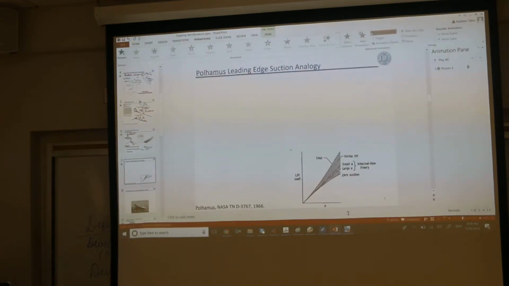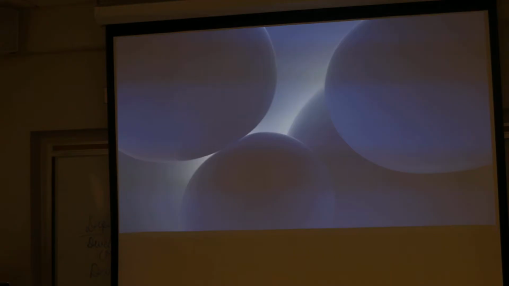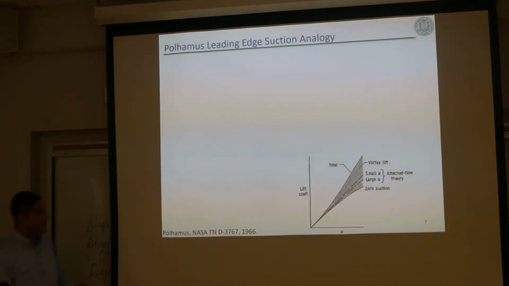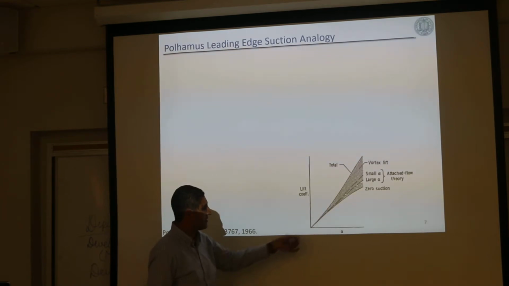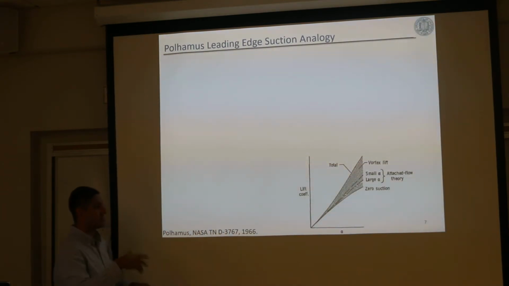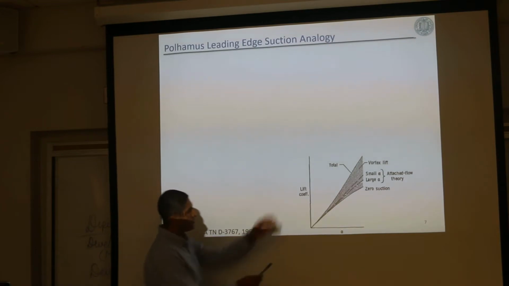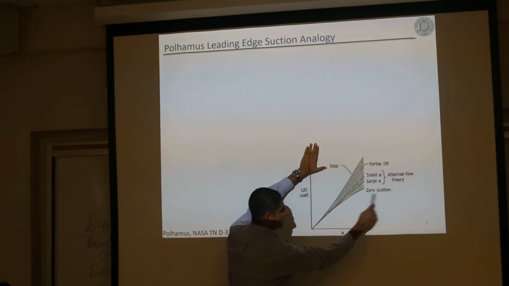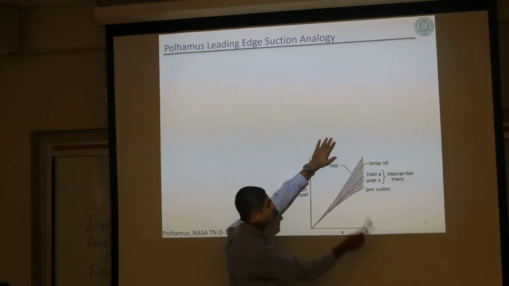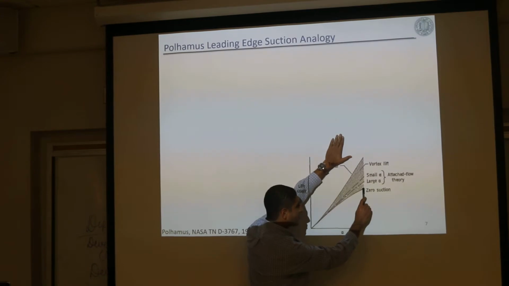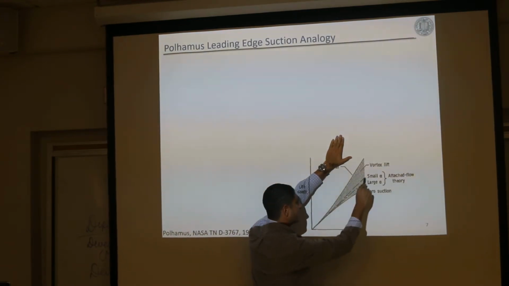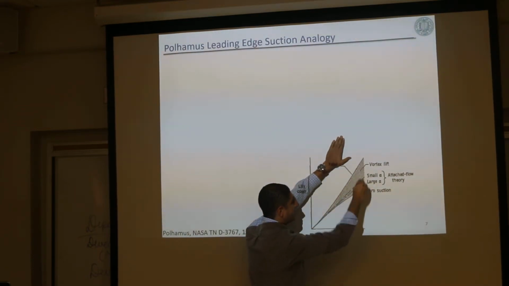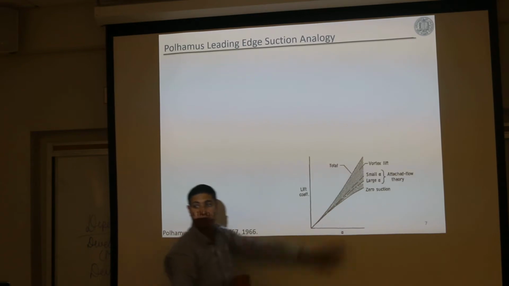So going back here, this is Polhamus in 1966, and this is his illustrative figure. You can go to the report and see how his theory matches experiment. This is the potential flow lift without leading edge suction, the zero suction curve. This is lift, and this is angle of attack. No suction. If you have suction, you'll get higher lift, but this is not allowed anymore because we have separation at the leading edge anyway. The vortex lift added this extra, okay?